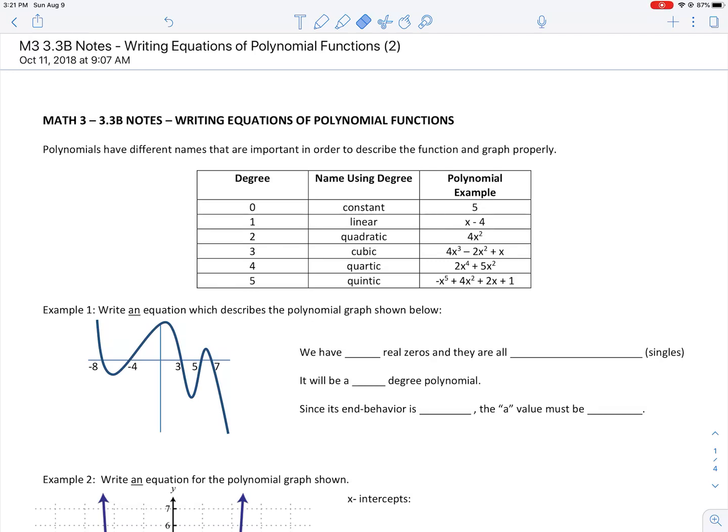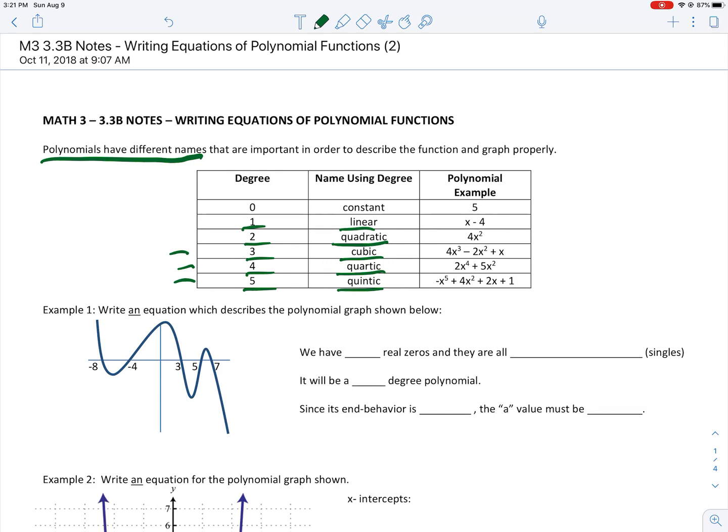So today we're going over notes 3.3b, writing equations of polynomial functions. Similar to 3.3a, understanding that polynomials have different names is helpful because sometimes they're written in the problem, and it's nice to know what degree you're working with because that affects behavior and other things. So 0 is a constant, first degree is linear, second degree is quadratic, third degree is cubic, fourth degree is quartic, fifth degree is quintic. Again, 3, 4, and 5 are the ones that are going to be kind of new for us.